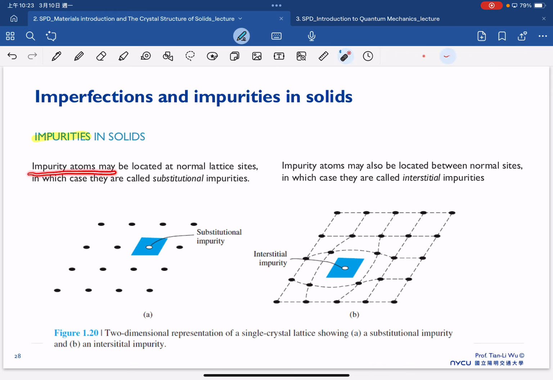So the impurity atom may be located in the normal lattice site, in which case we call it substitutional, as shown here. And the impurity can also be located between the normal sites, which we call interstitial impurities. So anyhow, for both imperfection and impurity, this is always a big issue in material science. So we always try our best to reduce imperfection and impurity as much as we can, because in the end, this additional non-ideal effect will always cause instability of our electronic device.